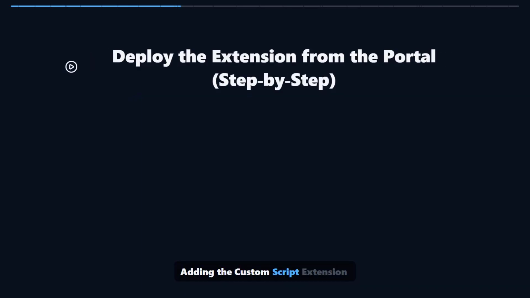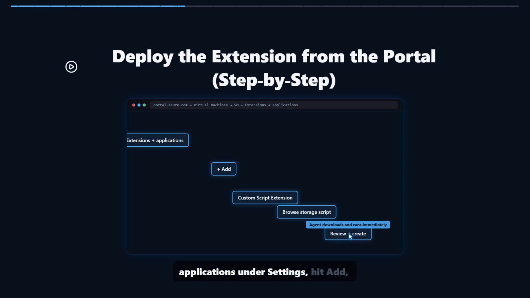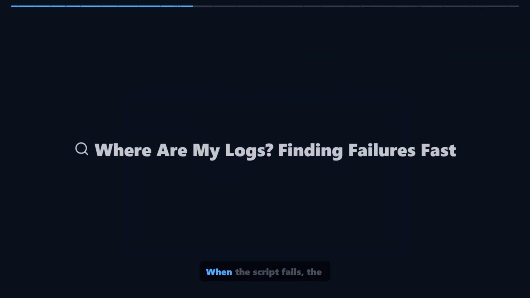Adding the custom script extension through the portal takes less than a minute. On your VM, go to Extensions plus Applications under Settings, hit Add, and search for Custom Script Extension. Pick the one published by Microsoft.Compute. Browse to your storage account, select the script, and finish the wizard. The agent will download and run it immediately. No RDP required.